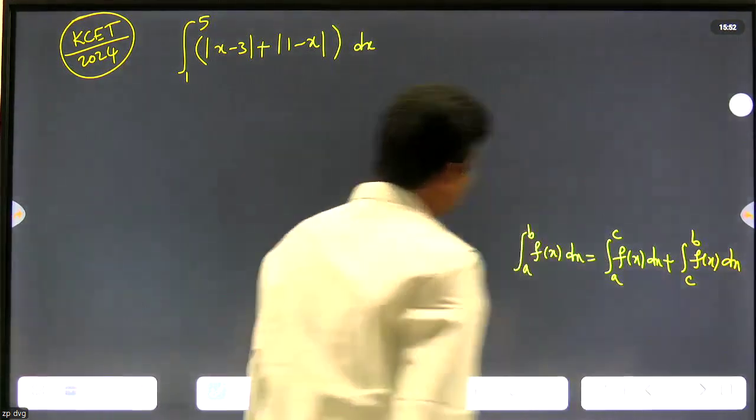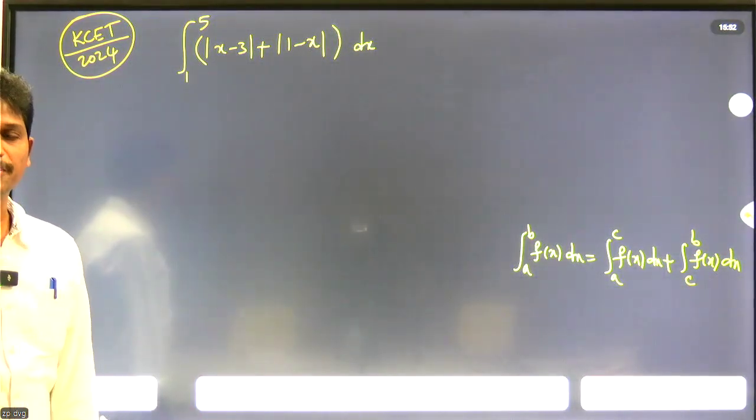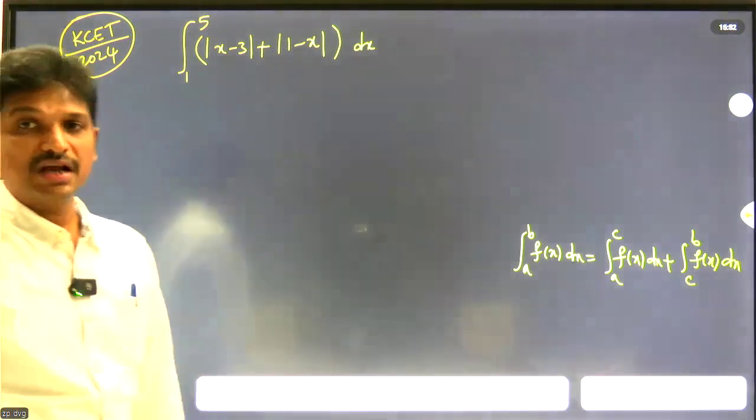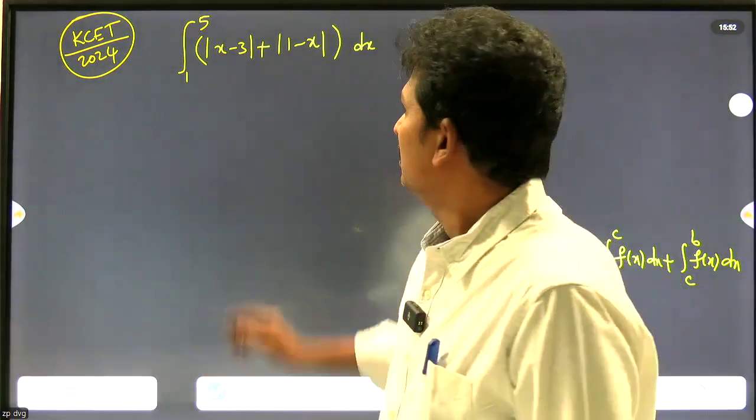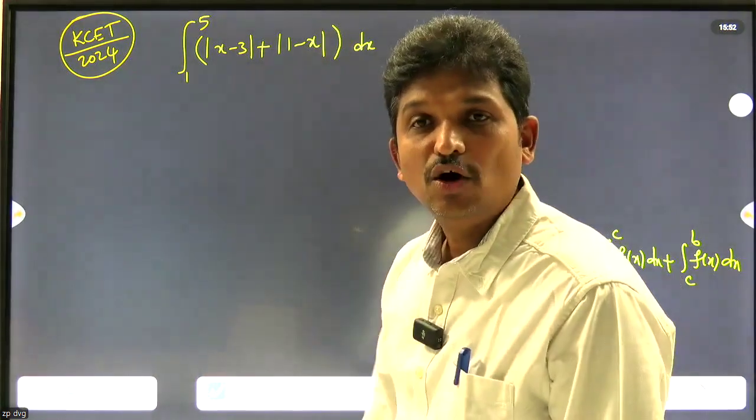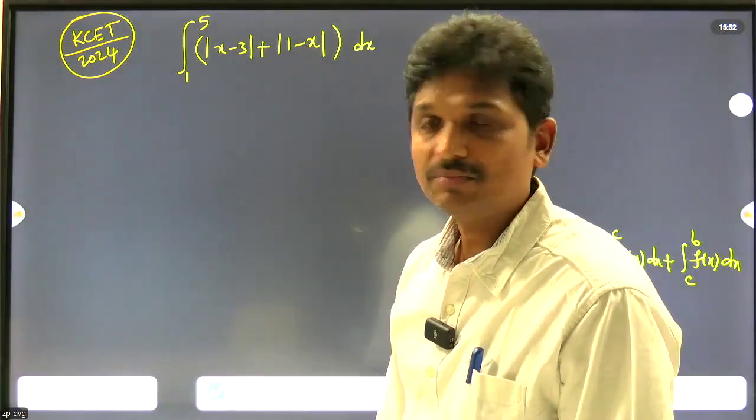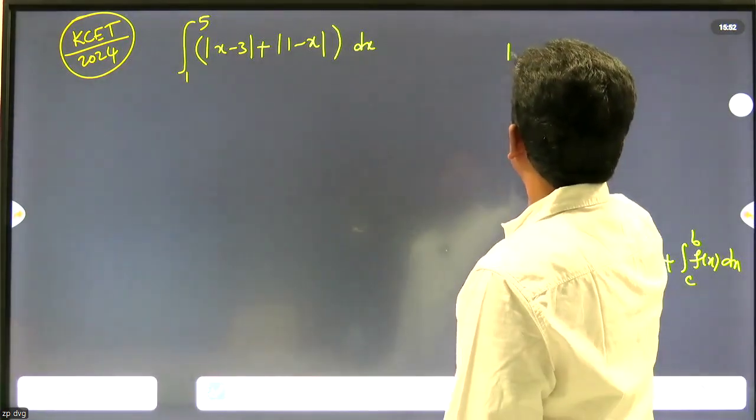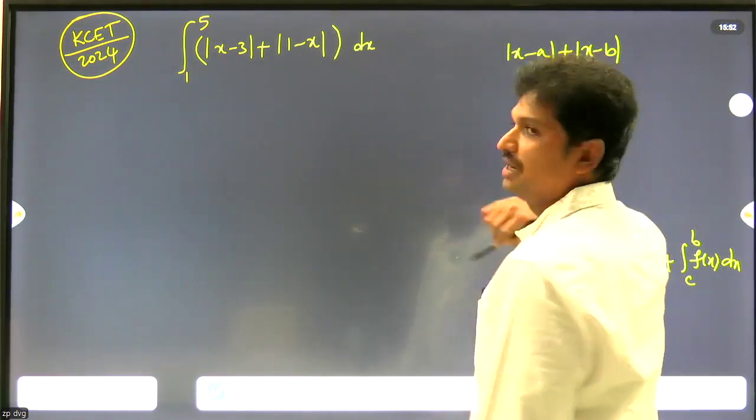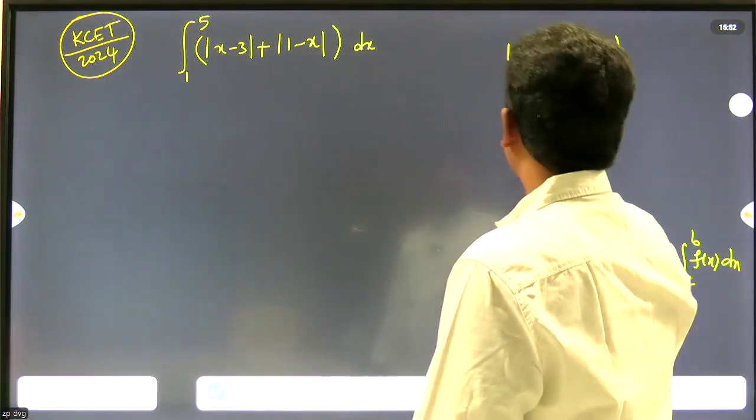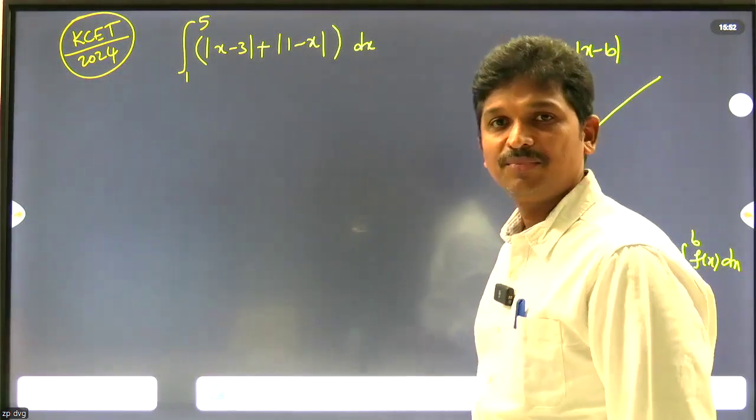We use this formula and we'll split this integral and we'll solve this problem. But if I use the graphical method, we can solve this very easily. See, in the functions chapter, we will learn how to draw the graph of this modulus function. Whenever the given function is of the form modulus of x plus a, modulus of x minus b, if we draw the graph, the shape will come like a boat shape.